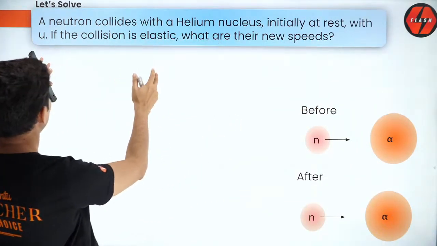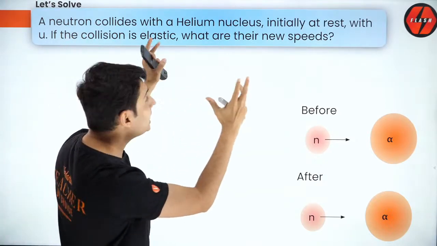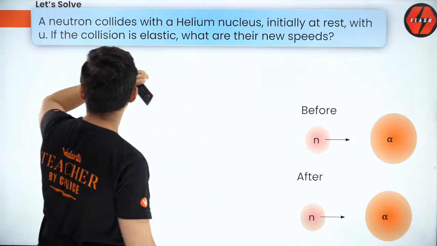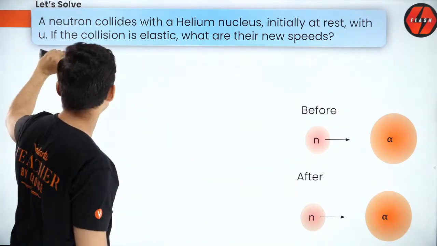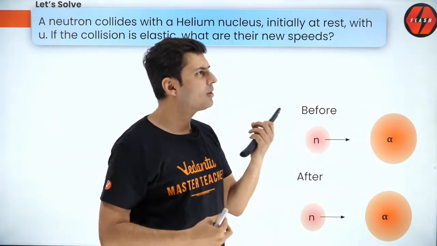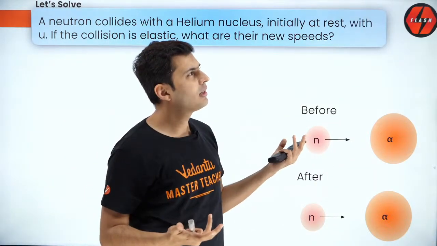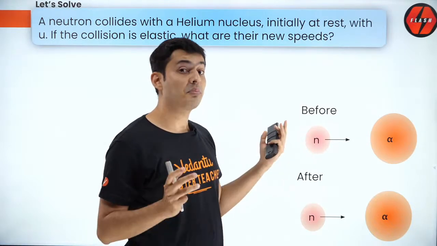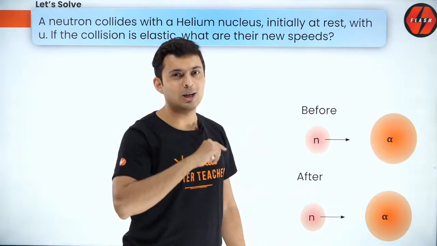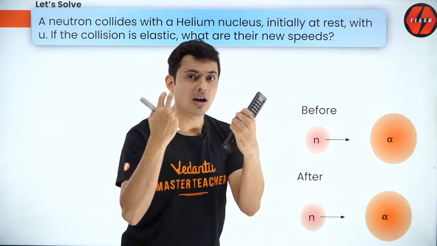A neutron collides with helium nucleus, which is at rest, with speed u. If the collision is elastic, yes, you might be wondering, sir, where do you think elastic collisions happen? I have not seen elastic collision perfectly happening. Well, they happen at molecular level, interatomic level.